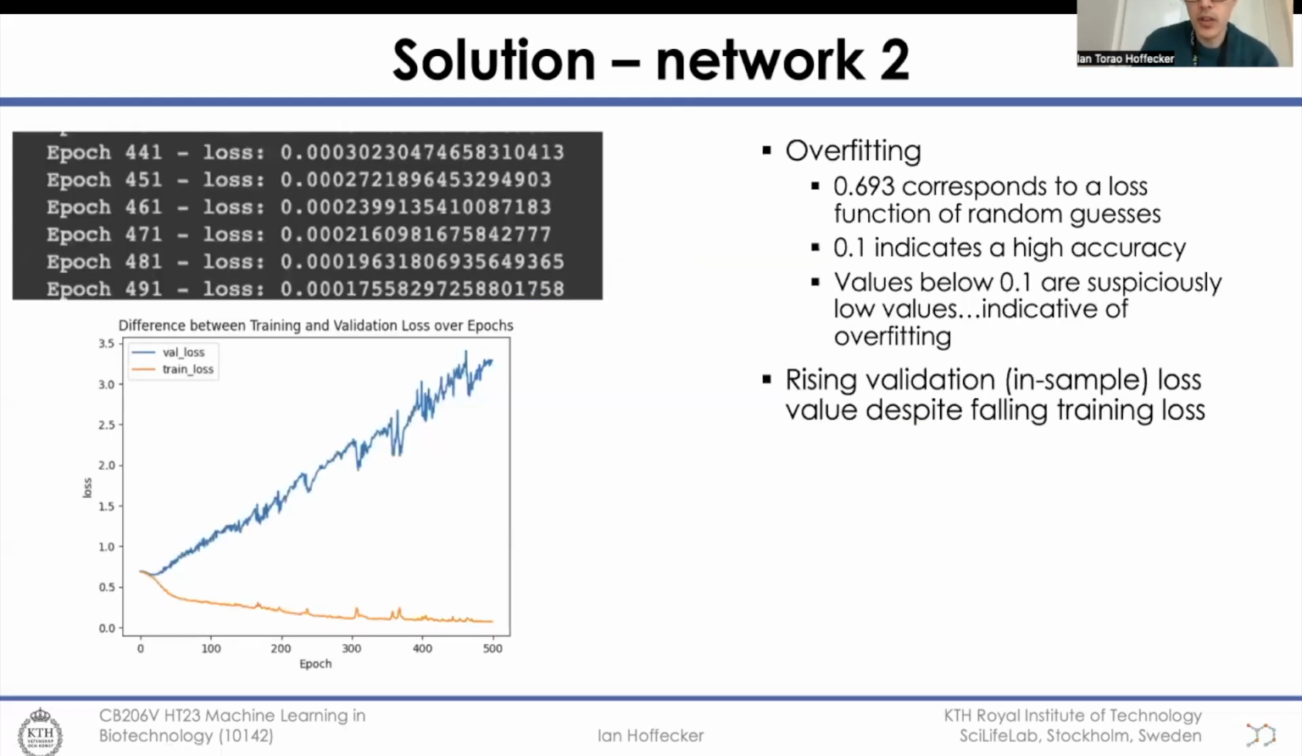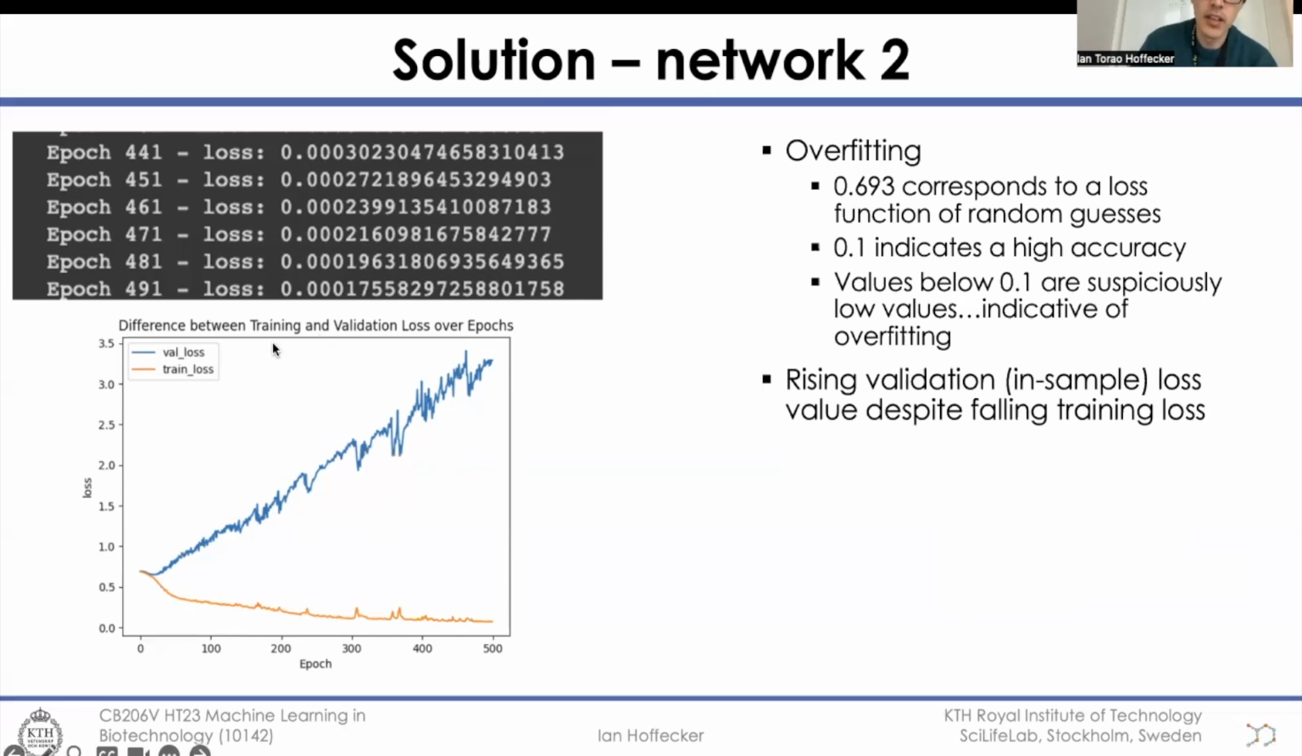The second network had the issue of overfitting. If we looked at the loss function getting printed out, we had these extremely low values. If we remember back, there's this key number, 0.693. And so we're well below that, meaning that this is almost a perfect model. It's predicting the training data with almost perfect accuracy, and so that is cause to be suspicious, actually.